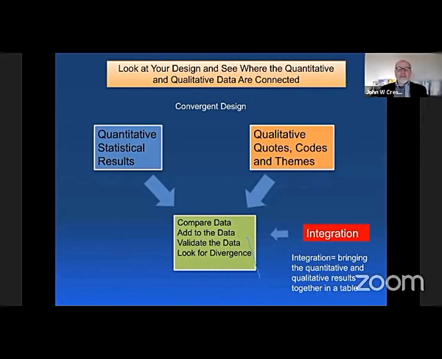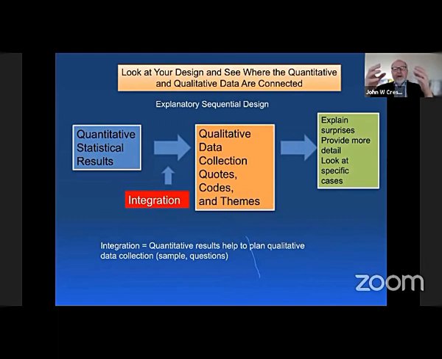In that explanatory sequential design, integration is, to me, where does the quantitative and qualitative data actually connect or bump up against each other? In the explanatory sequential design, our integration resides right here. We gather quantitative data, and then we follow up with qualitative. We're integrating the two databases. We need to talk about this.